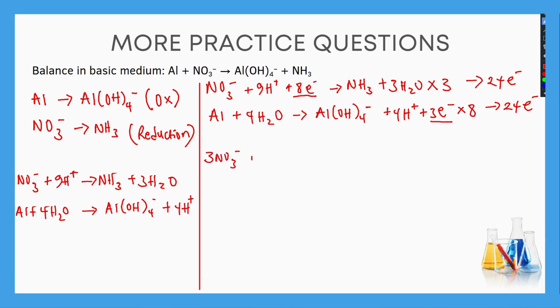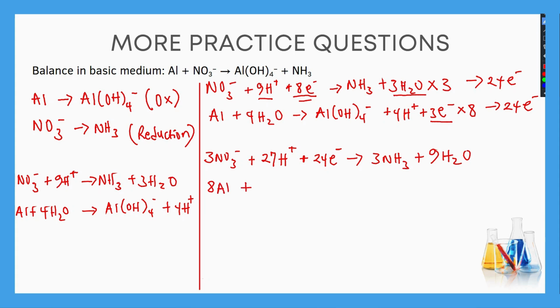Multiplying now, what we have is 3NO₃⁻ + 3 multiplied by 9, which is 27H⁺, + 8 multiplied by 3, we have 24e⁻. Now we have 3NH₃ + 3 multiplied by 3H₂O, which is 9H₂O. We've multiplied this equation by 3. Now let's multiply the second equation by 8.